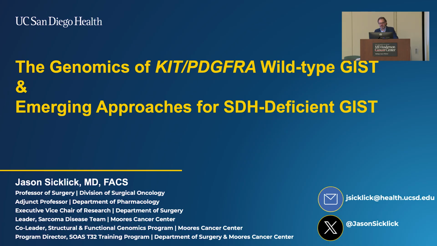One is the genomics of KIT and PDGFR alpha wild type GIST. You've heard a lot about KIT. You've heard some about PDGFR alpha, but not a huge amount about some of the other subtypes of GIST that some of you might have or be aware of. And then I'm going to talk to you about the succinate dehydrogenase, or SDH-deficient, GISTs.